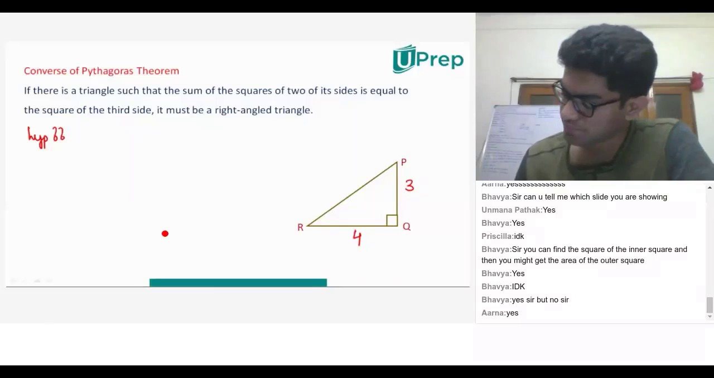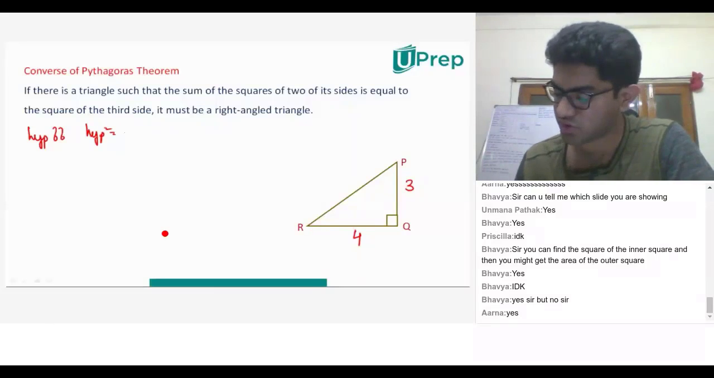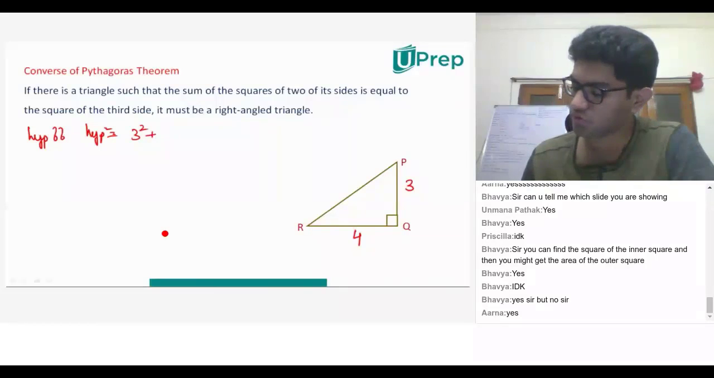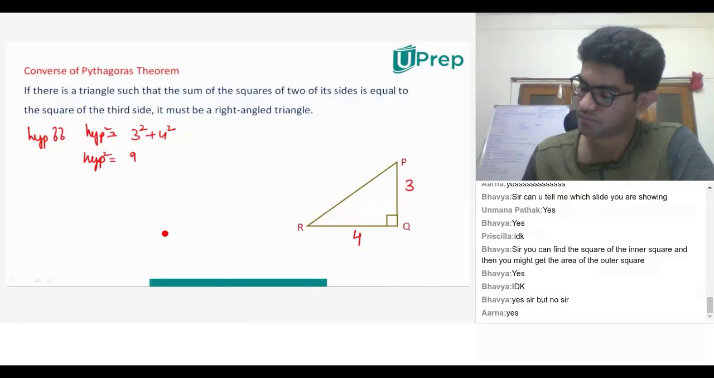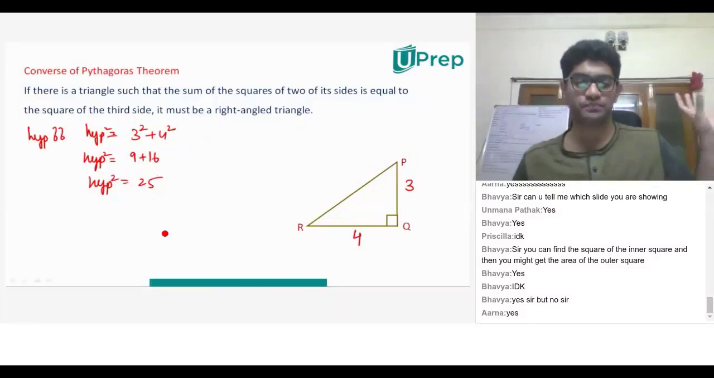How do you get it? Hypotenuse square is equal to the sum of the squares of the other two sides. 3 square plus 4 square. Hypotenuse square is 9 plus 16. Hypotenuse square is 25.